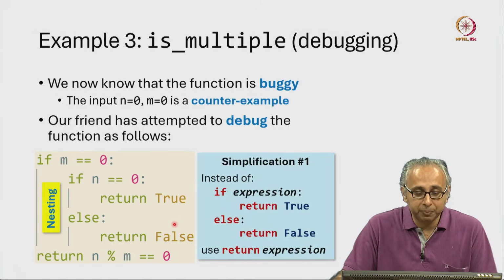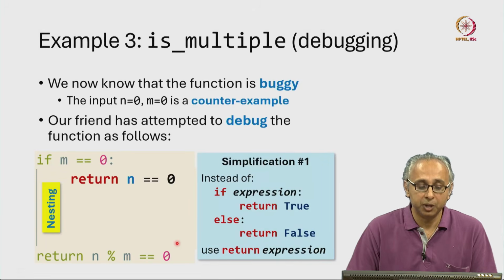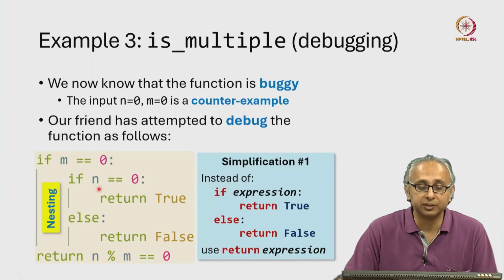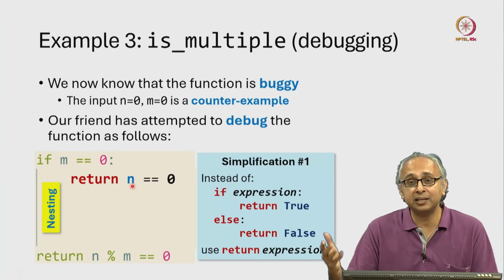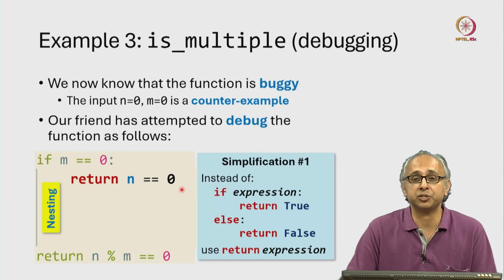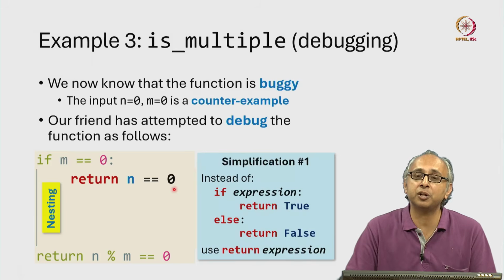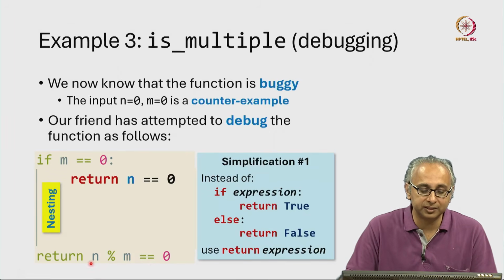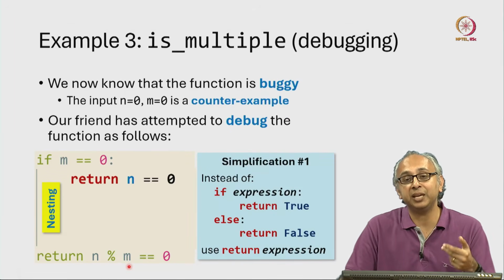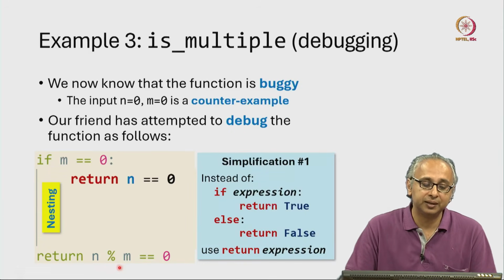So in this case, we could replace all this code with this. Return n equals 0, because n equals 0 was our condition. That expression is what we return. The meaning of this is exactly like before. We will evaluate this expression. If it is true, we will return the object true, and if this expression evaluates to false, we will return the object false. This same simplification was done here. Instead of writing this code as if n remainder m equals 0, return true, else return false, we're just simply returning this expression.